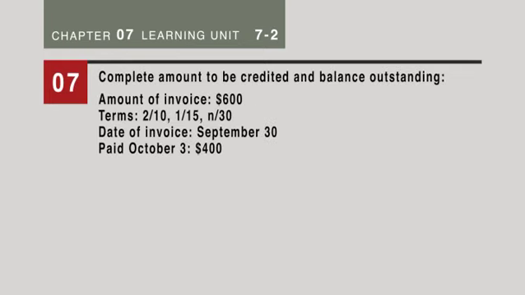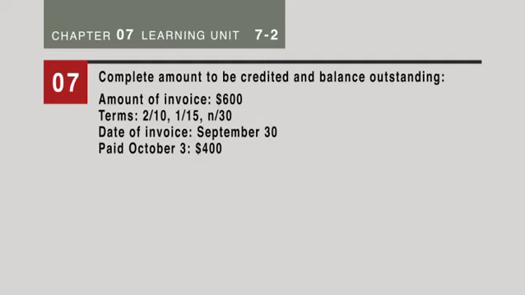In number 7, complete the amount to be credited in balance. We owed a bill of 600, 2/10, 1/15, and net 30. The bill is September 30th. We pay it on October 3rd, so that's being paid within the first 10 days. So let's take a look now.